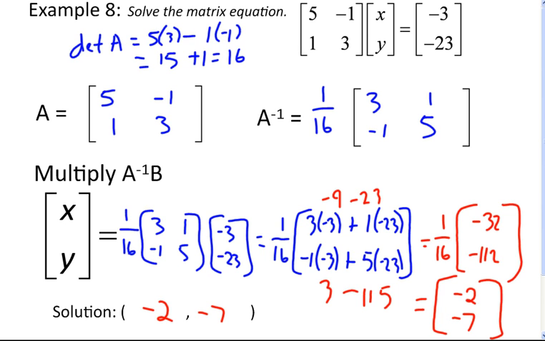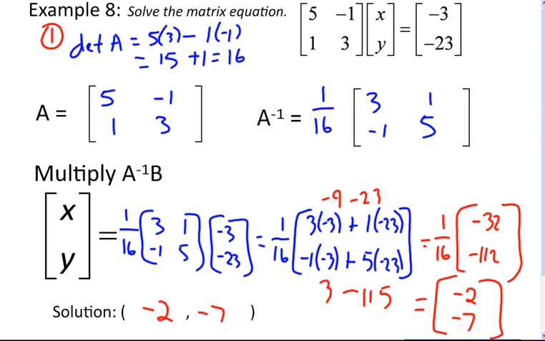All right, this is section 4 of chapter 4. This is example 8. I gave you example 8 and 9 to do on your own. So first of all, what you had to do is to find the determinant of A, or the coefficient matrix.